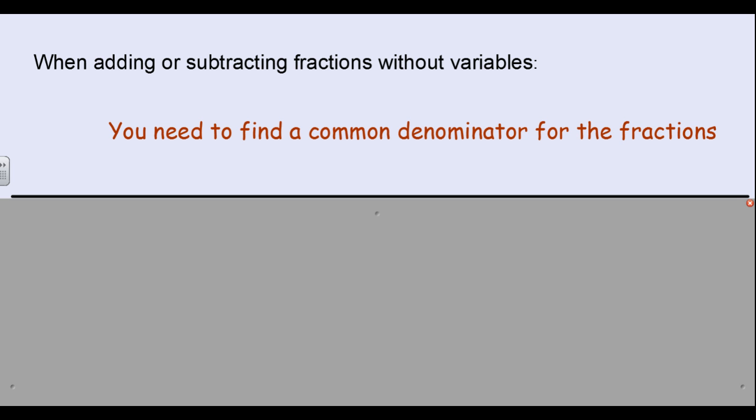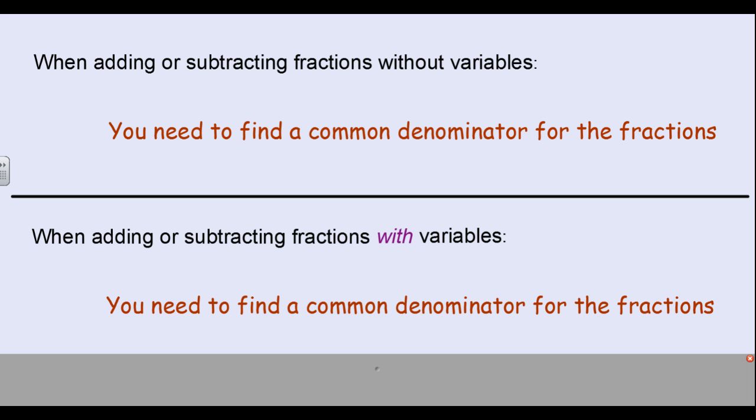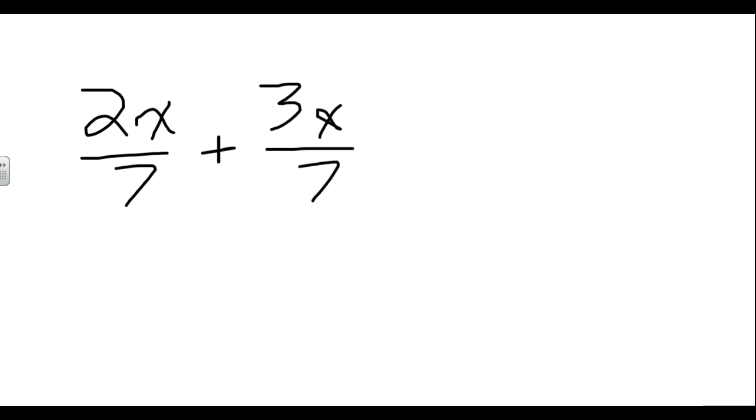So the most important thing that we talked about when adding and subtracting fractions without variables is that you need to find a common denominator for the fractions. The same thing is true of fractions with variables. In order to add or subtract them, you need to find a common denominator. The ones we're going to look at now are just ones where the variables are in the numerator. You can find common denominators when there are variables in the denominator, because we can find least common multiples, but we're just looking at ones where the variable is in the numerator. So let's take a look at one of those types of fractions. We're going to start with one that has the same denominator in both cases, because that's how we started.